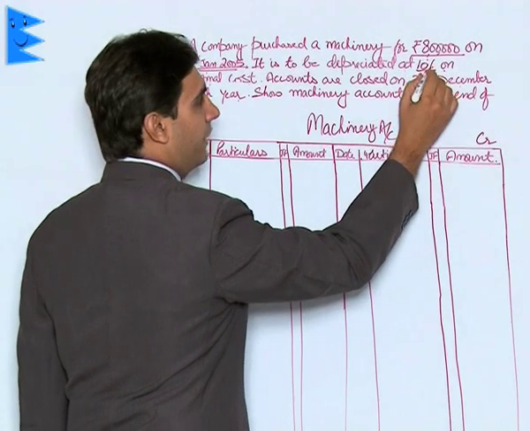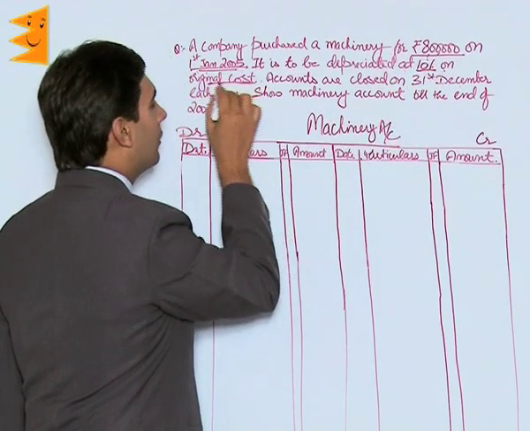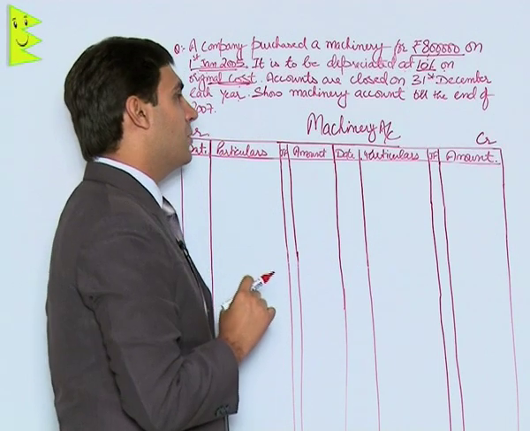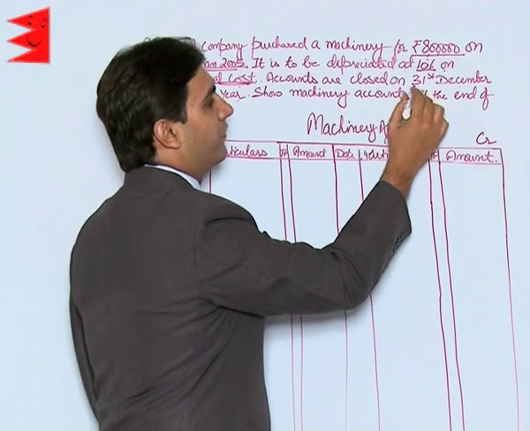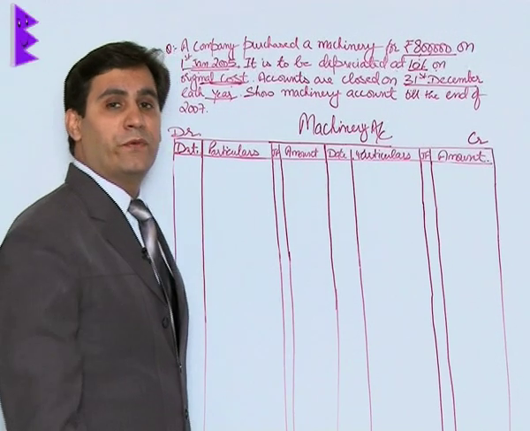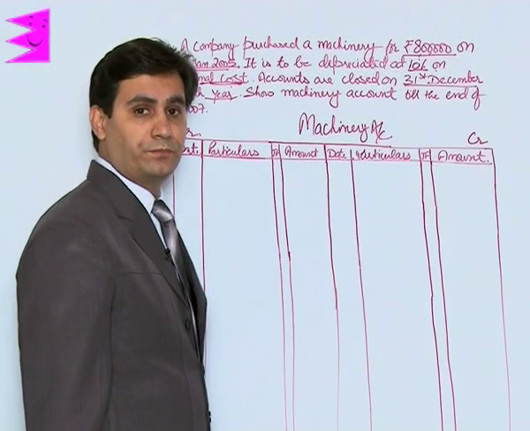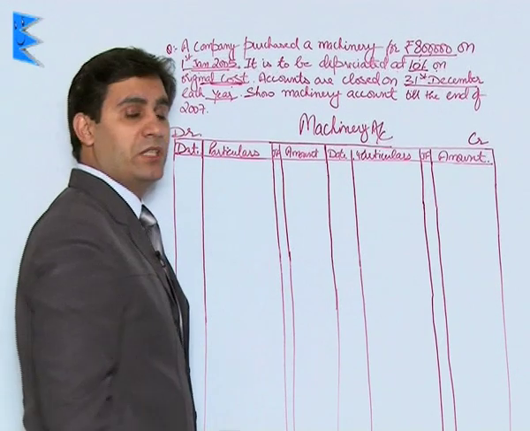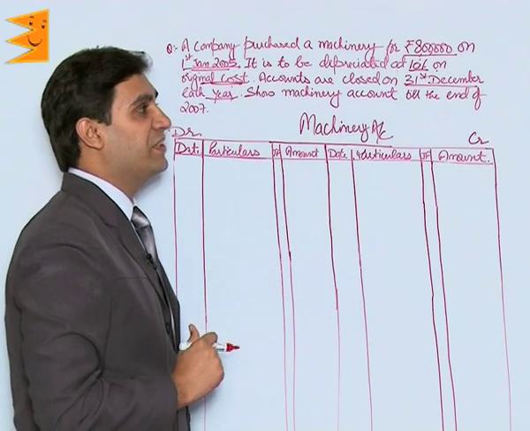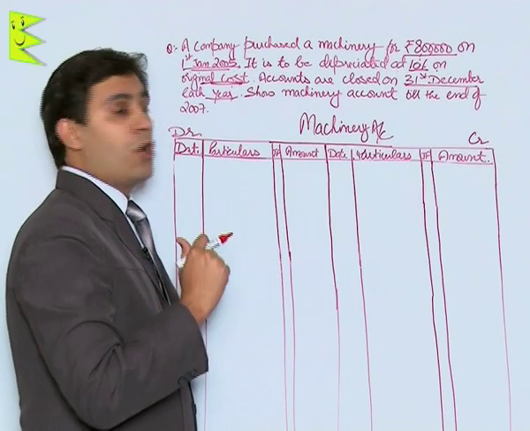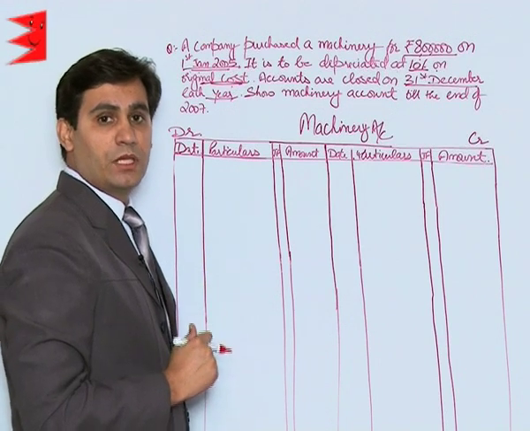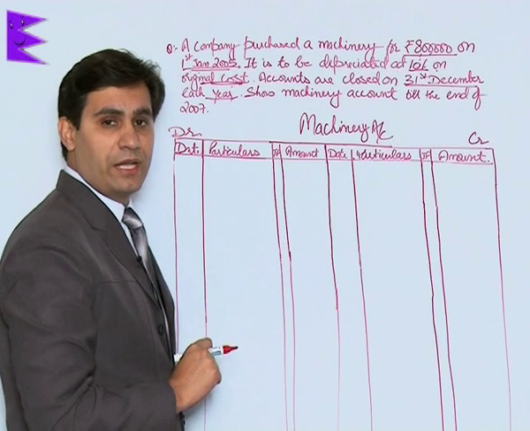10% here suggests the rate of depreciation on original cost. Now original cost means it is a straight line method. Then additional information goes as accounts are closed on 31st December each year. That is, the financial year that we are following is 1st January to 31st December. So in all, we have purchased a machinery on 1st January 2005 for rupees 8 lakh and this machinery is to be depreciated at 10% per annum on straight line method and the accounts are closed on 31st December each year. So let us see how this would be posted in machinery account.